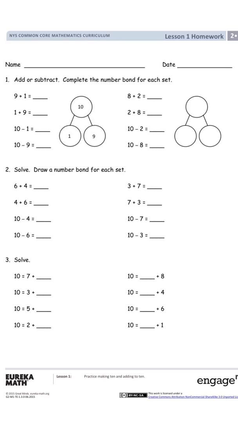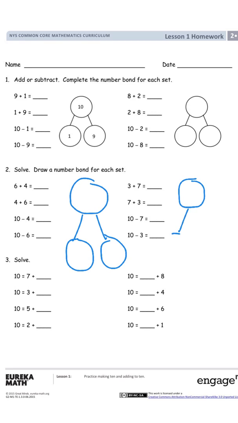For number 2, you're going to add in a number bond. So I want you to draw a number bond. So we need to have the whole and then the two parts. And then over here, the whole and the two parts. Think about your adding, think about subtracting. Watch the symbols and make sure that you're adding when there's a plus sign and subtracting when there's a minus sign.